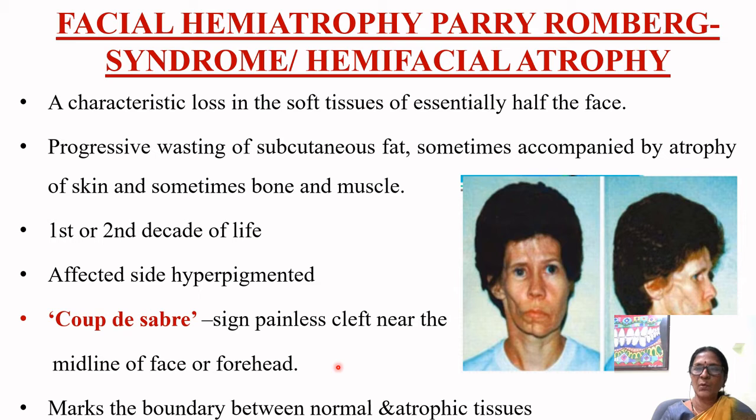Now, facial hemiatrophy, which is Parry-Romberg syndrome or hemifacial atrophy, a very characteristic loss in the soft tissues of essentially one half of the face. There is a progressive wasting of subcutaneous fat, sometimes accompanied by atrophy of the skin and sometimes even the bone and the muscles, mostly seen during the first or the second decade of life, and the affected side may be hyperpigmented. Typically coup de sabre, which is a painless cleft near the midline of the face or forehead, marks the boundary between the normal and the atrophic tissues.